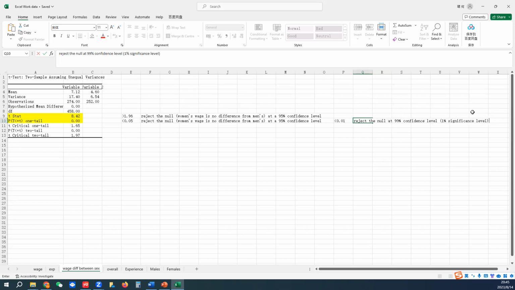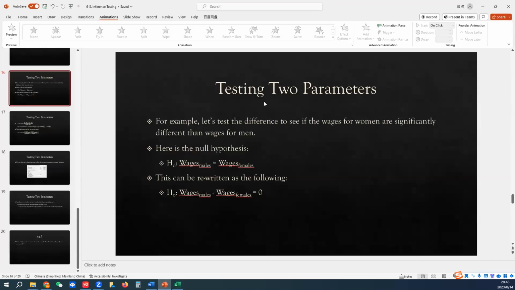Why is significance level the opposite of confidence level? Why do they add up to 1? Because the total probability is 1, right? And the p-value is actually looking at the distribution, which goes back to the world of probability. So the confidence level's opposite is the significance level. All right, so that's this example, testing two parameters.